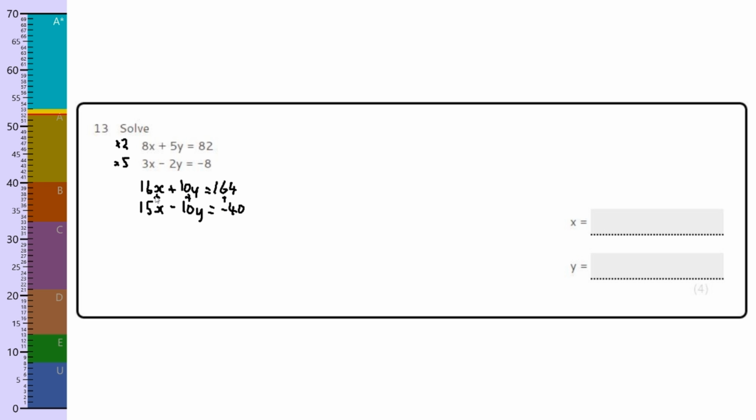Okay, so that's not such a nice one. I thought it would work out nicely. 16 plus 15 is 31x. 10y plus minus, well the minus wins, 10y is nothing, which is the whole point of this. And we've got 164 take away 40, which is 121. 124, I mean. Obviously, 4 take away 0 is 4. Now, I've got to work out how many 31s go into 124.